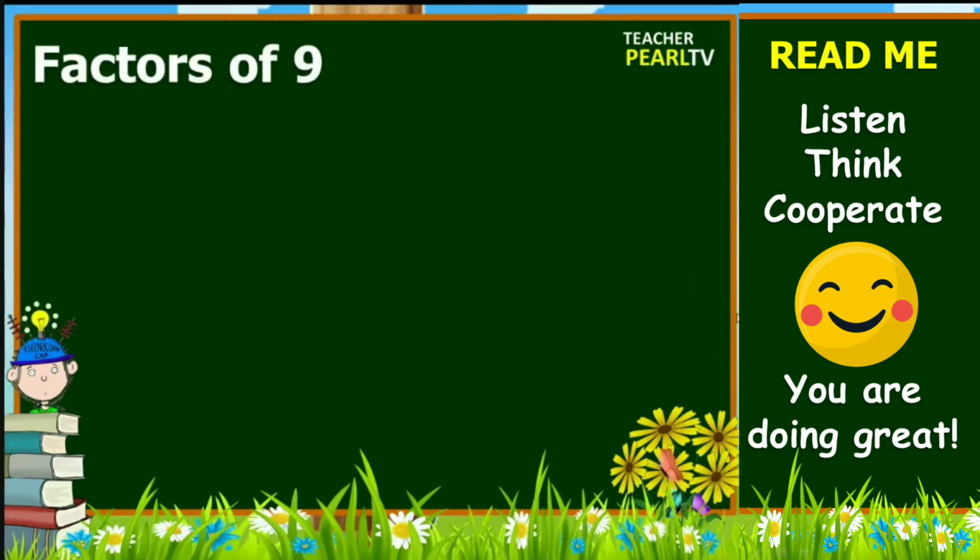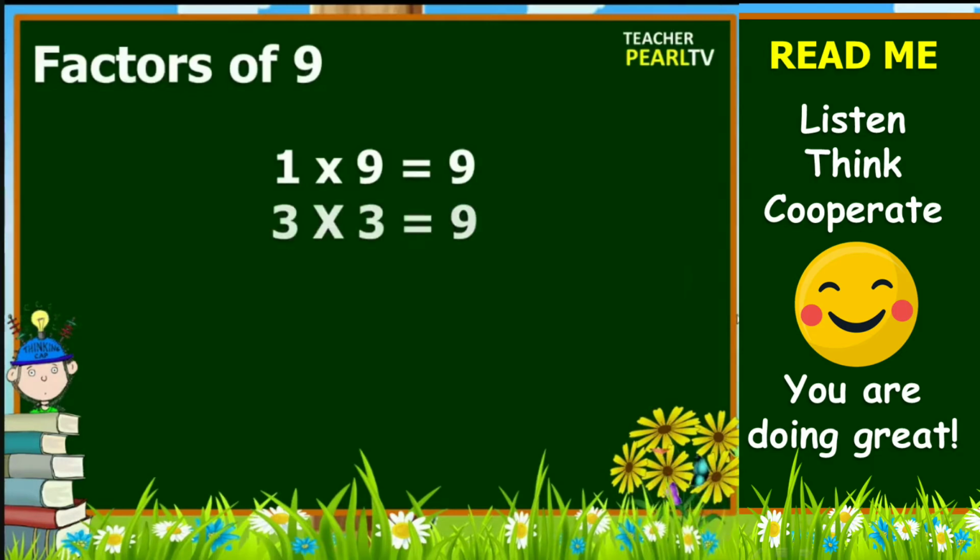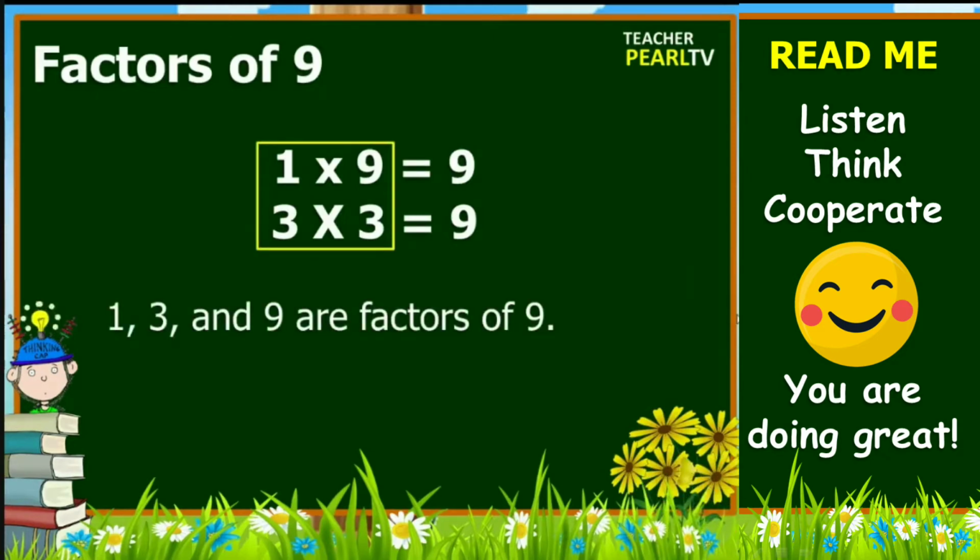Let us now get the factors of 9. The sentences are 1 times 9 equals 9. Are there some more sentences for 9? Yes, there is. And that is 3 times 3. Are there other sentences for 9? Okay, there is none. So, 1, 3, and 9 are factors of 9.